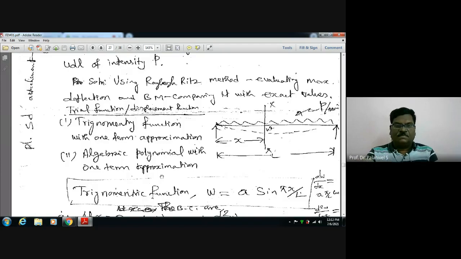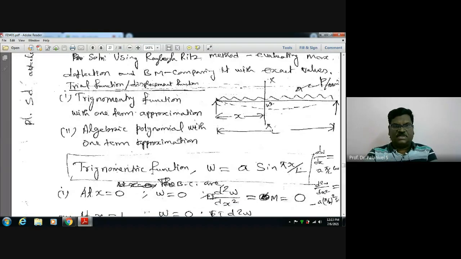Okay, no problem. I am starting with the one term approximation, right? It's a one term approximation. As the trial function, I am first choosing a trigonometrical function. I am choosing W equal to A sin pi x by L. I have chosen a function like this.